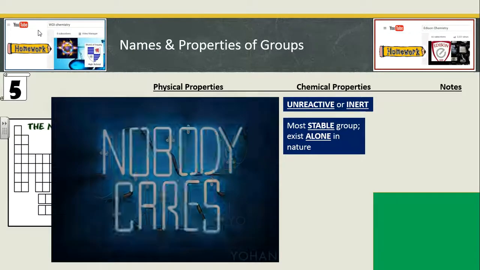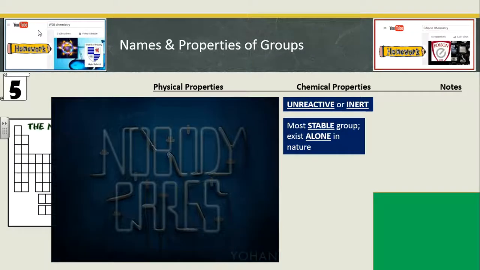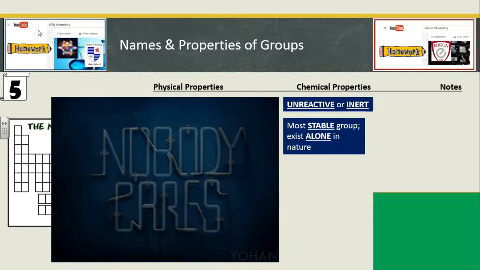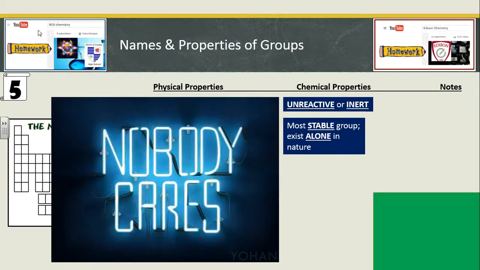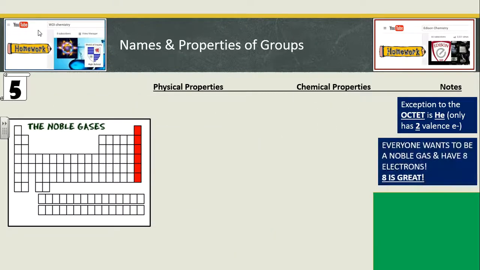Ha! So there. This is a very stable group. They do exist alone in nature. They do not double up. They do not react with anything or anybody because they have a full valence shell. So their reactivity is based on their valence electrons, and theirs is full. Okay. They ain't giving anything up. The only exception in the notes column for the octet rule is helium, He. It only has two, but it's full at two.